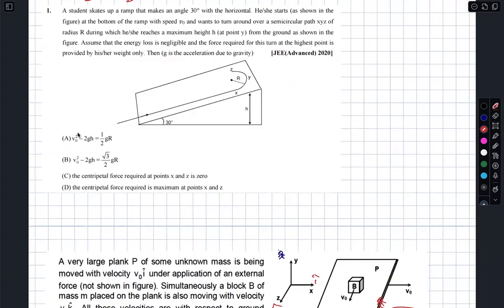A student gets up the ramp that makes an angle of 30 degrees with the horizontal. He or she starts as shown and reaches maximum height from the ground as shown in the figure. Assume that the energy loss is negligible and the force required for this turn at the highest point is provided by his or her weight only. Right. Now, what they are asking in this question is, at the bottom of the ramp the speed is v naught.